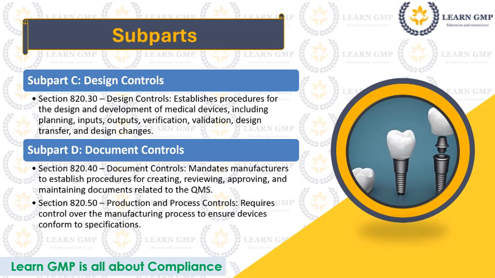Subpart D, Document Controls. Section 820.40, Document Controls, mandates manufacturers to establish procedures for creating, reviewing, approving, and maintaining documents related to the QMS. Section 820.50, Production and Process Controls, requires control over the manufacturing process to ensure devices conform to specifications.